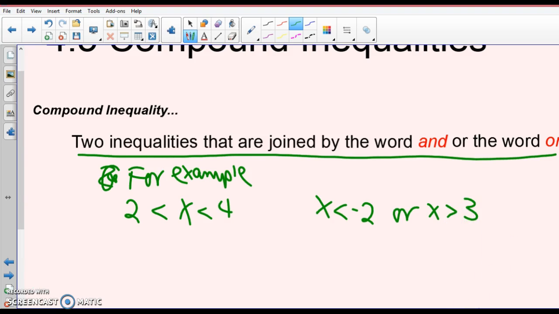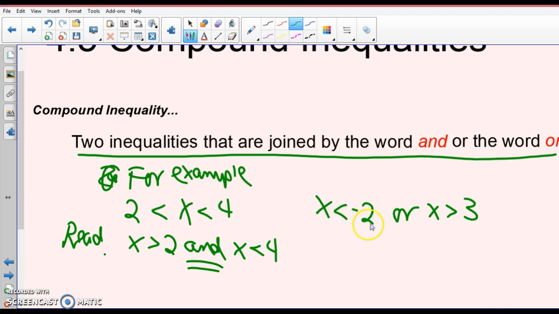This one right here is red. X is greater than 2. Look at how I'm reading this backwards. X is greater than 2 and X is less than 4. This is read just like it says. X is less than -2 or X is greater than 3.